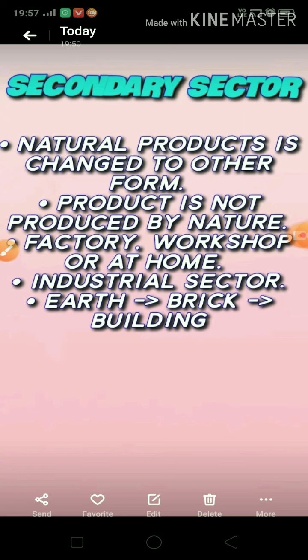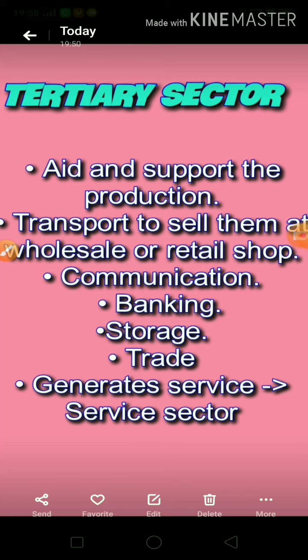For example, from the earth we get bricks, and we use these bricks to make a building or house. What we are trying to explain here is that from the natural resources that we get, we are changing them into some other form to utilize them, and this is not a direct product from nature. From nature you don't directly get the building as such, correct?